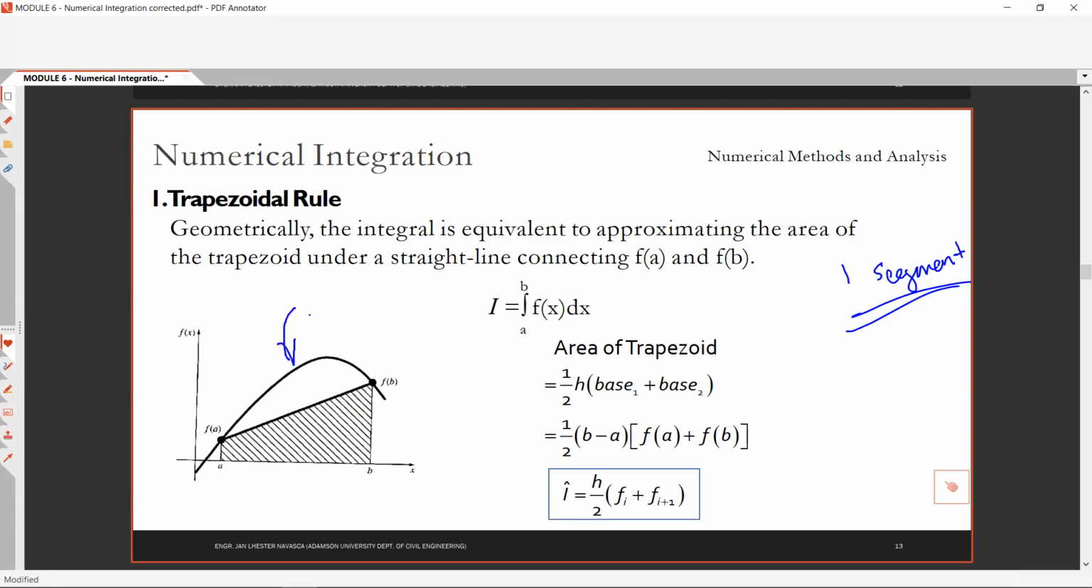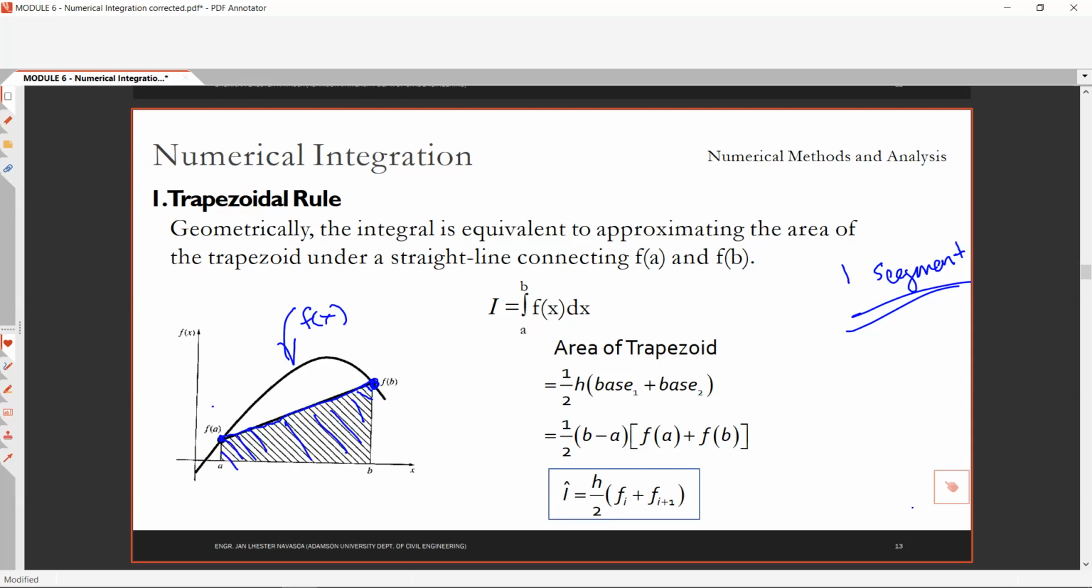We need to find the area under the curve from a to b. So getting the y values at point A, this is f of a, and this is f of b. Then connect the lines, then find the area of a trapezoid. Recall, how do we get the area of a trapezoid?